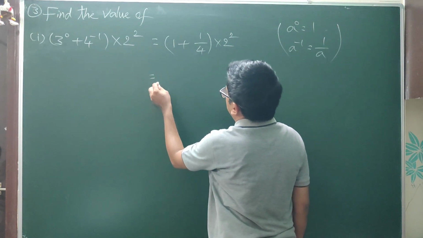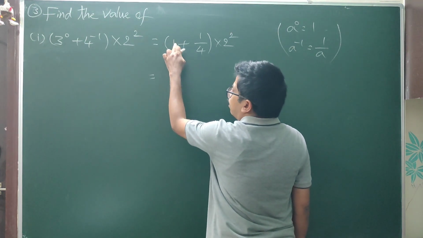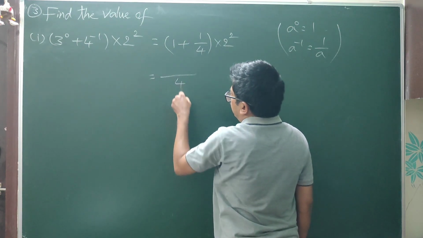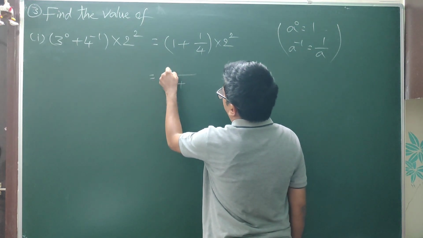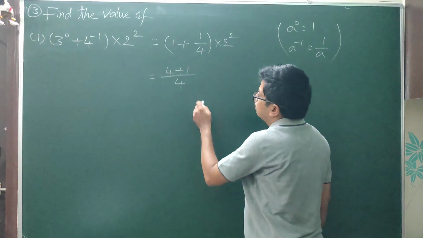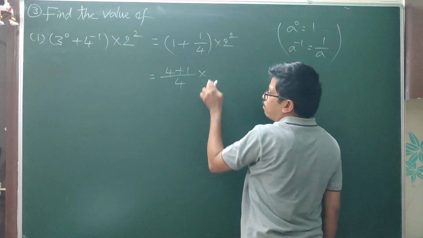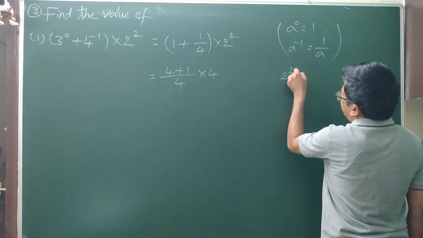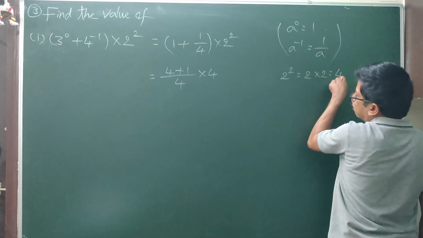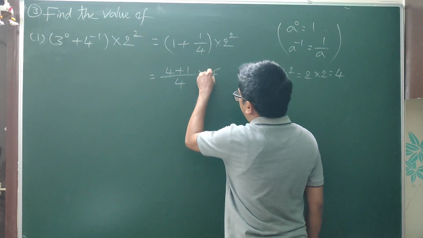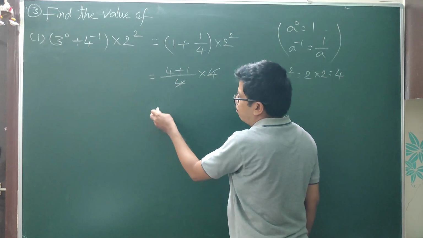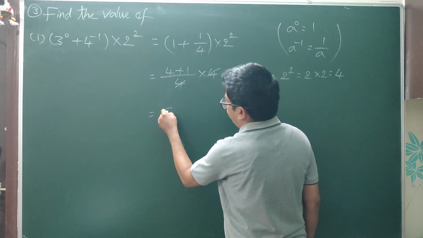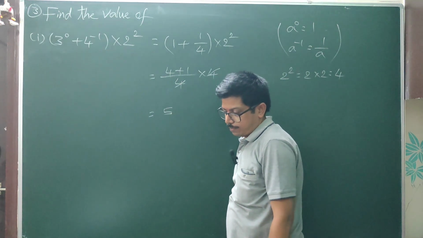It is an addition of fractions, 1 plus 1 by 4. The LCM is 4. 4 plus 1 in the numerator, into 2 square, which means 2 into 2, which is equal to 4. Here 4 gets cancelled in both the numerator and denominator. 4 plus 1 is 5 by 1, which results in 5 only.